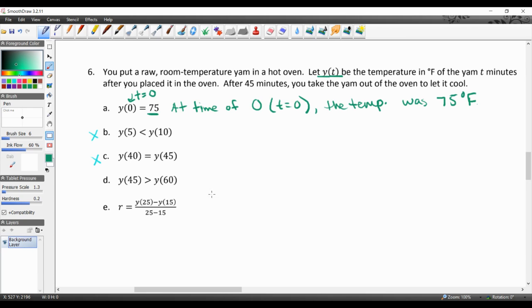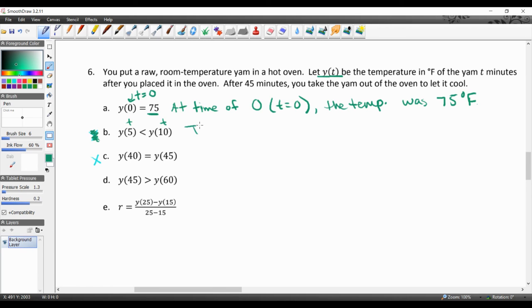Now I'm going to go ahead and do one of these. Hopefully I don't do the one that I gave you as an assignment, but if I do, that's okay, you can do the other one. Let's do letter C, since it looks kind of easy. Remember, this is t. This means that the temperature when time is equal to 5 is less than the temperature when time is equal to 10. So we can write that in some way as well.